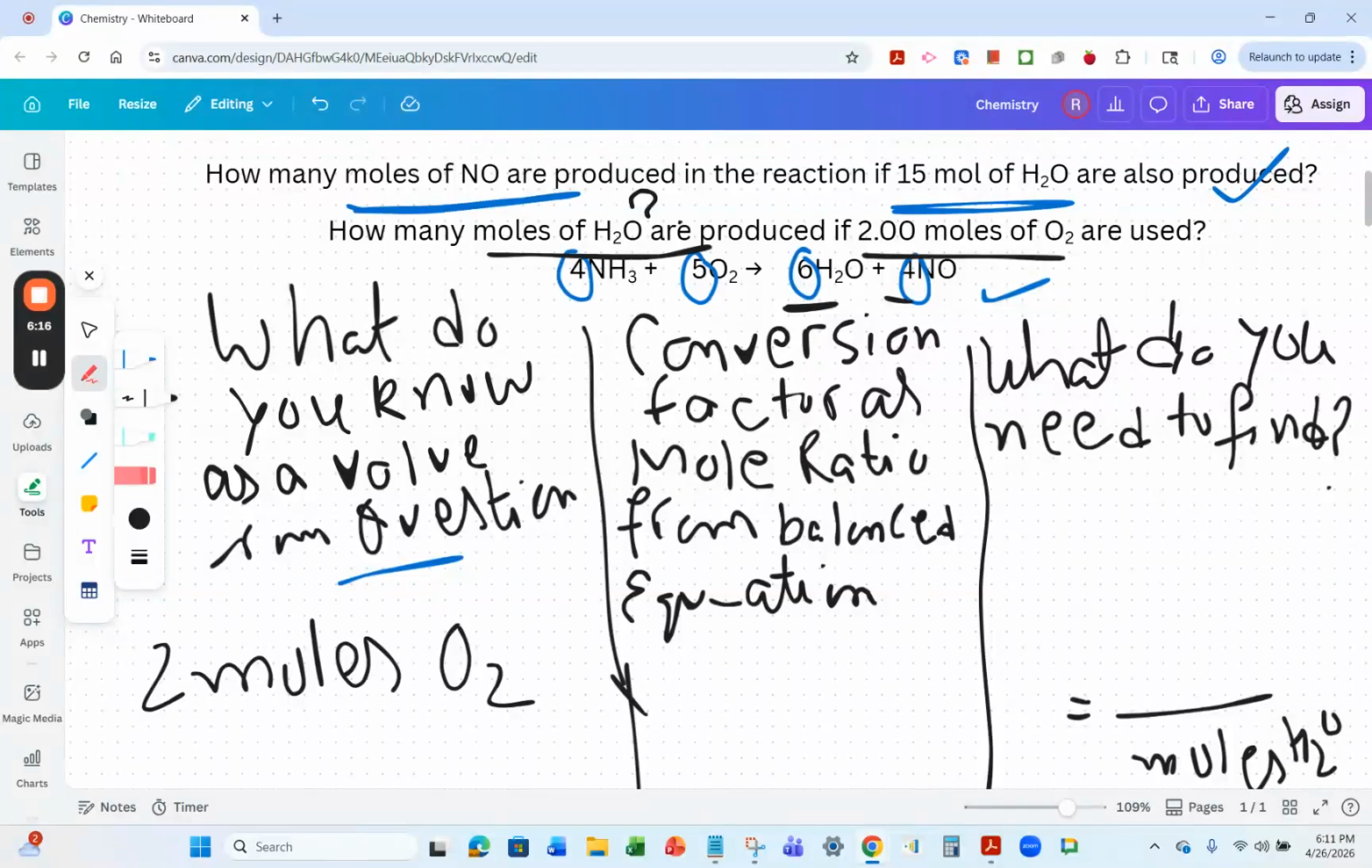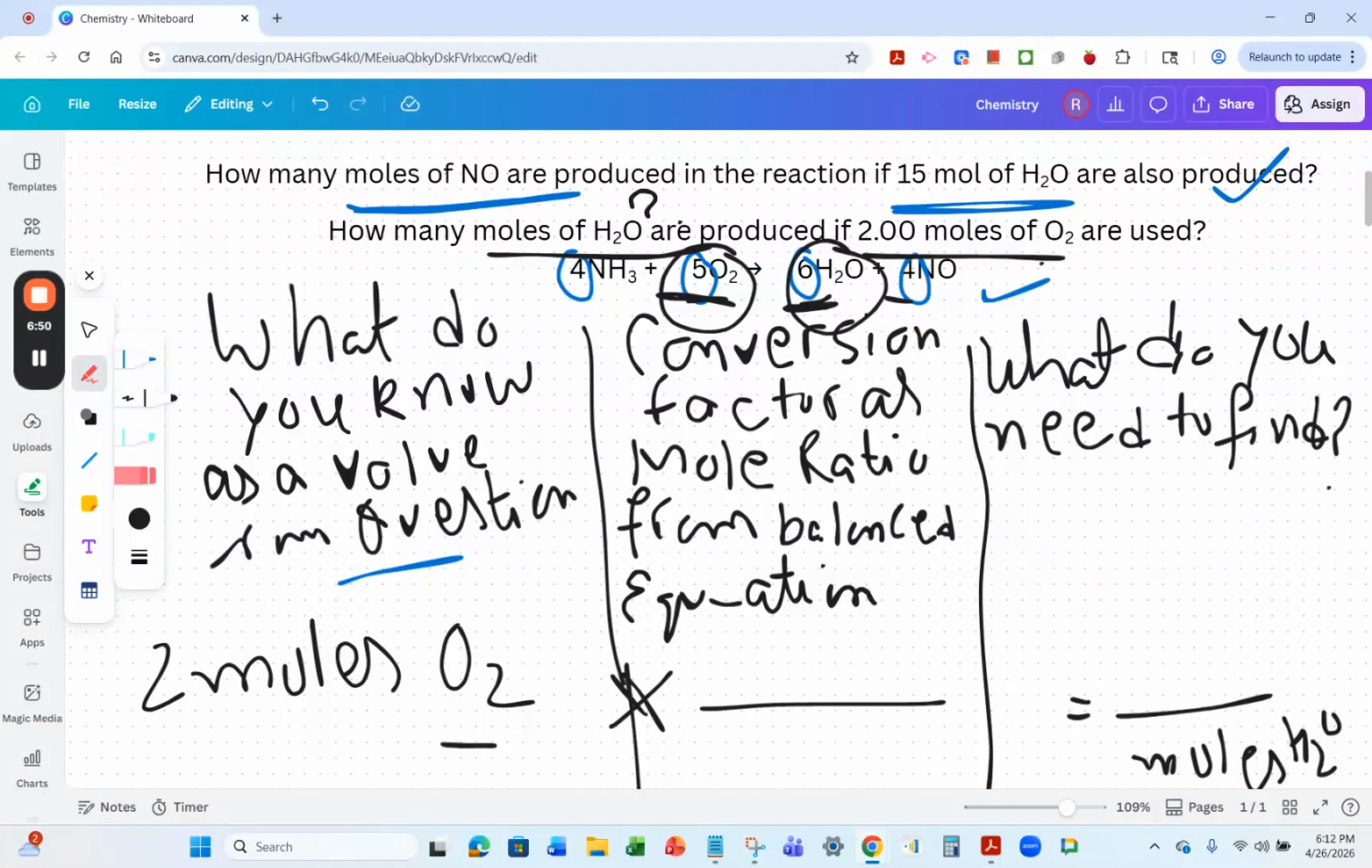Here we go. So it means in my conversion factor, I need moles of oxygen and moles of water. Forget about the other moles. So what do you have? How many moles do you have in the balanced equation for oxygen? I have 5 moles of oxygen and I have 6 moles of water. So it means my conversion factor has a ratio of 5 moles of oxygen and 6 moles of water. So we are basically connecting unknown information to the known molar ratio from the balanced equation.